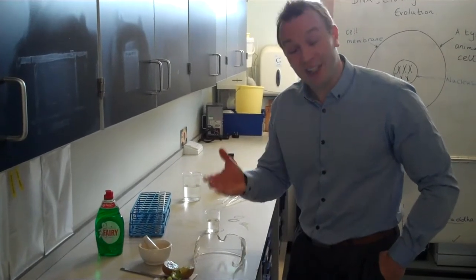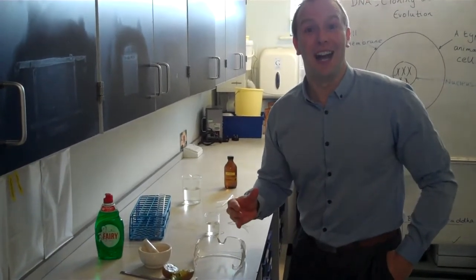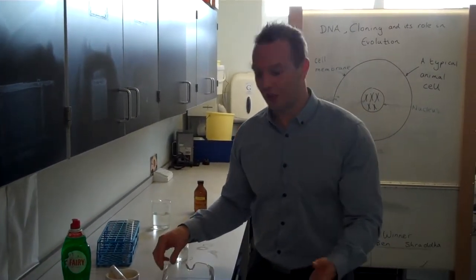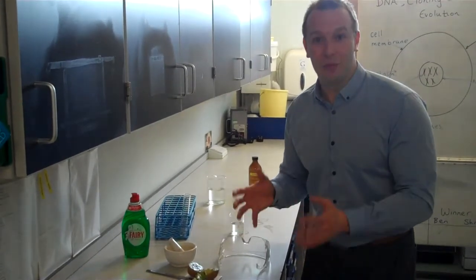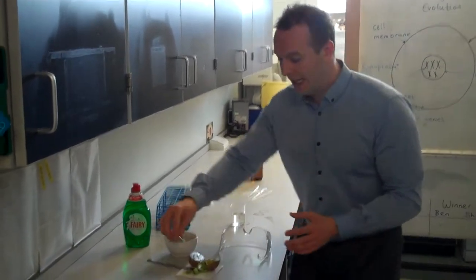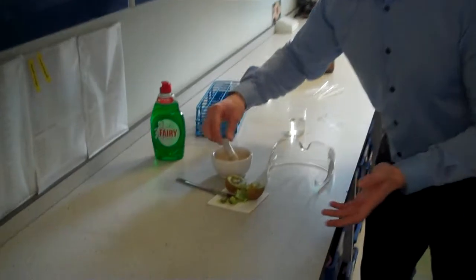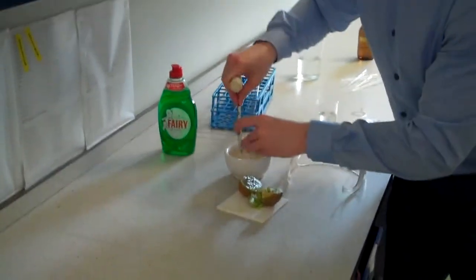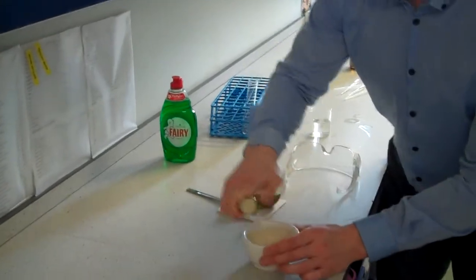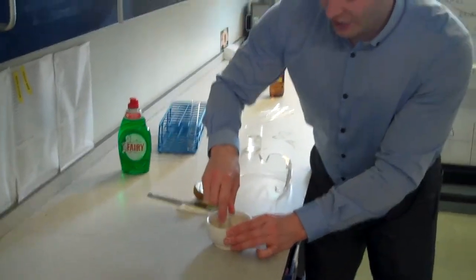Next thing I'm going to do is show you some DNA. I'm going to get it ready, and then later on we'll have a little look at the chromosomes. So all living things have got DNA within their nuclei. Here I've got a kiwi fruit, it's living. What I've done is prepared a couple of pieces, and all I'm going to do is get the kiwi fruit and grind it up.